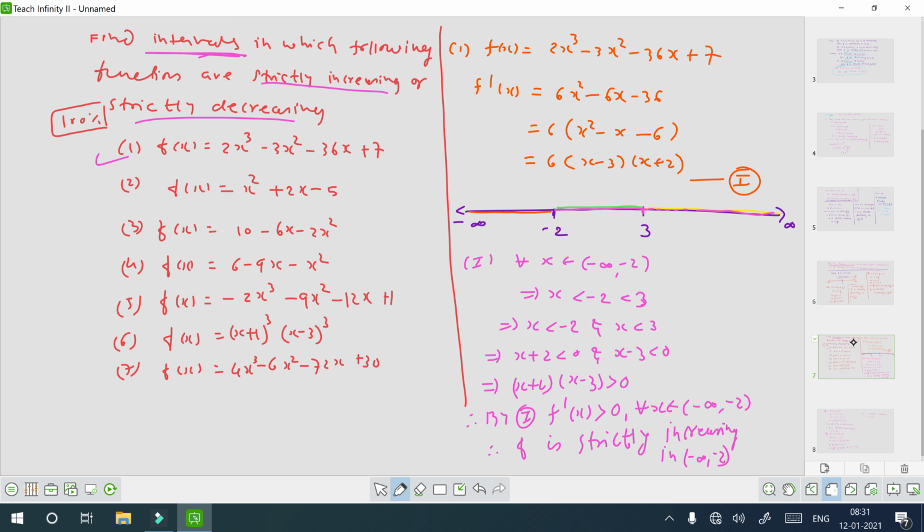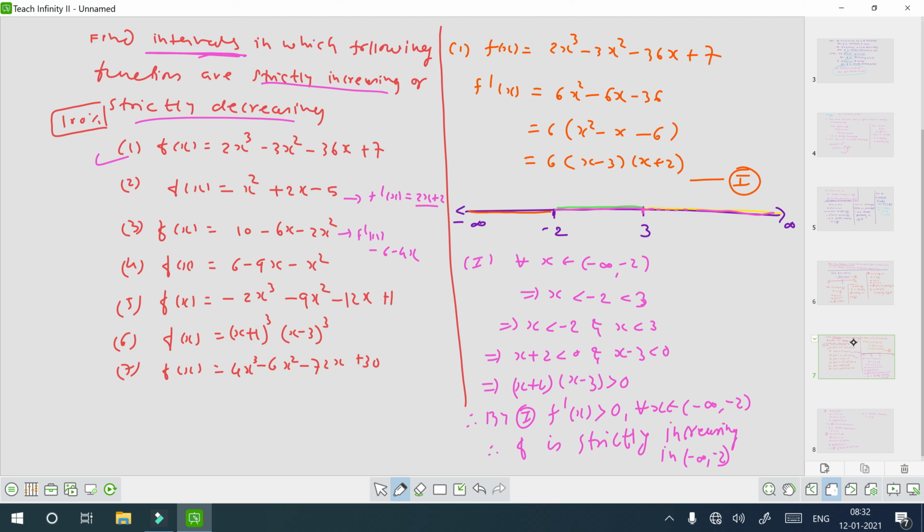Now see here, find intervals where this function is increasing or decreasing. Already solved the first one. Clear? Now here you get the derivative 2x plus 2, very easy, like the very first sum. Here the derivative comes out minus 6 minus 4x, so once again very easy. Check where it is 0.